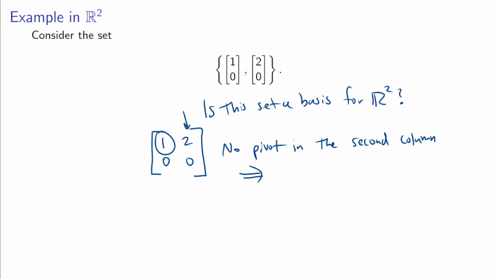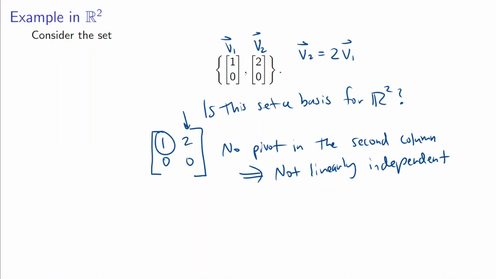which is an indication that these vectors are not linearly independent. And on further inspection, you can pretty clearly see that the second vector, maybe we call these v1 and v2, v2 is just a multiple of v1. And so these are not going to be linearly independent, so this is not a basis. These are also not going to span all of R2.